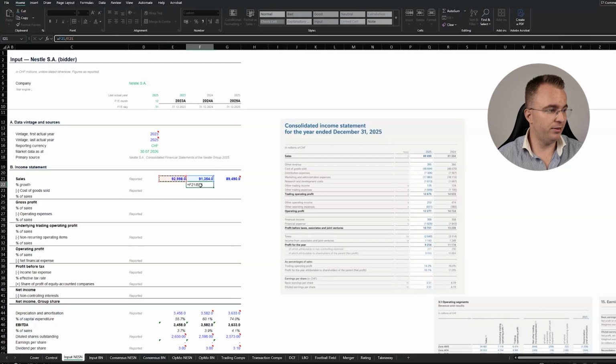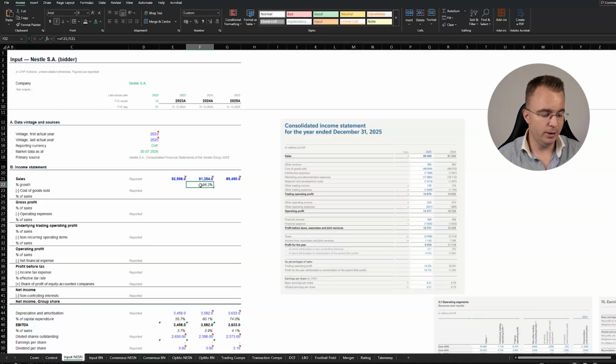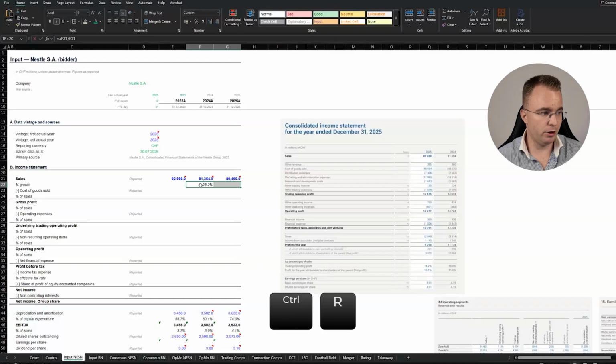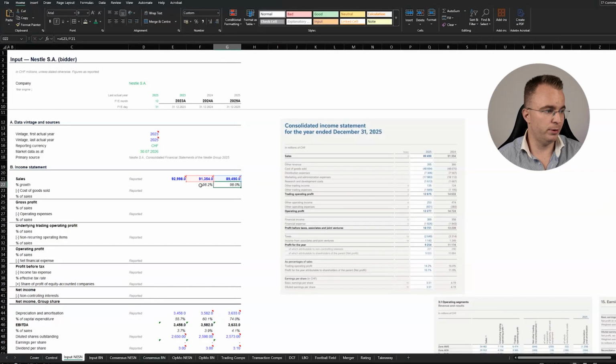Growth is simple. It's this divided by the previous year, and then you can pull it to the right with Control R. So it pulls the formula to the right. With F2 and Escape, you can do this.